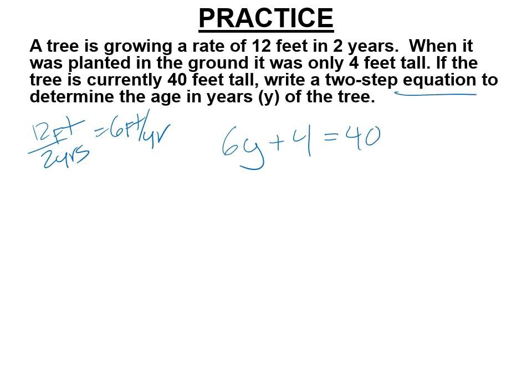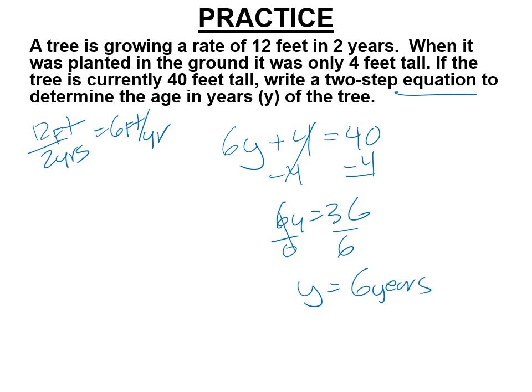We asked for an equation. So we're going to solve that equation. 6y equals 36, divide by 6. And it's 6 years old. We can work backwards, right? We know it's 40 feet tall, and we know it was growing 6 feet per year, and we know it was 4 feet tall when we planted it. It must be growing for 6 years.